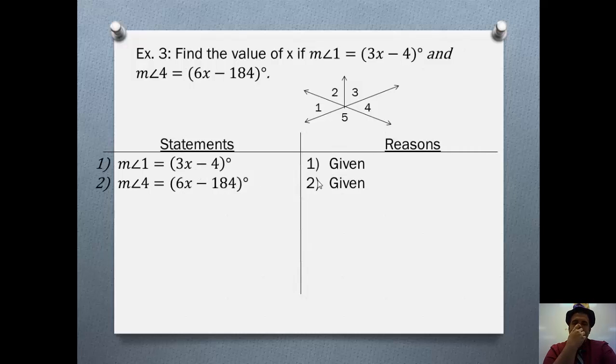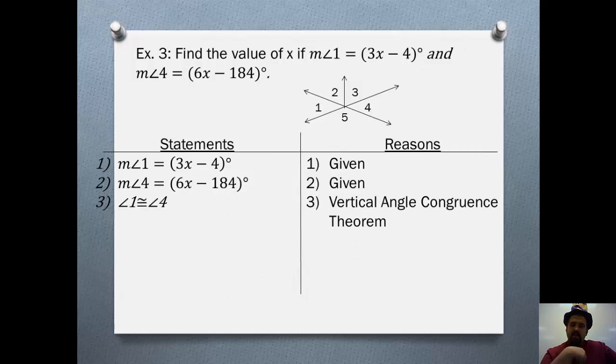At this point, I don't know what I can do with measure of angle 1 and measure of angle 4. So I look at my diagram and I see that it just so happens that angle 1 and angle 4 are congruent angles, so that they're vertical angles. So why don't I say angle 1 is congruent to angle 4? And the reason I can say that is because I know the vertical angles congruence theorem. Vertical angles have to be congruent.